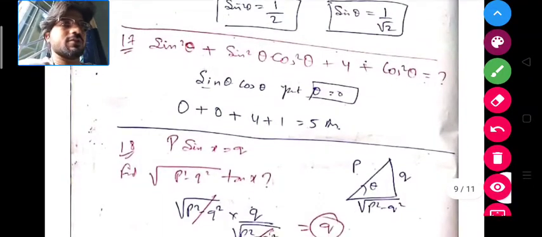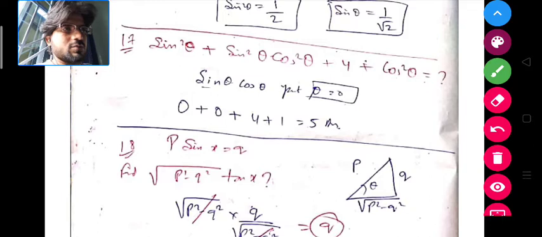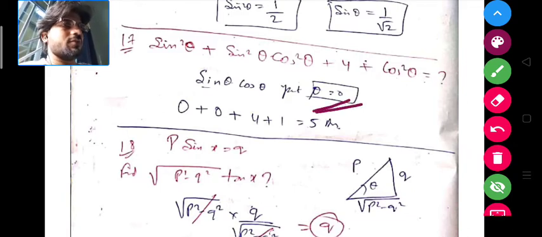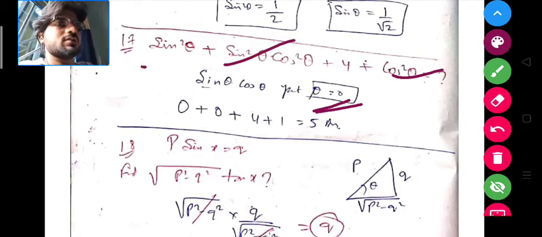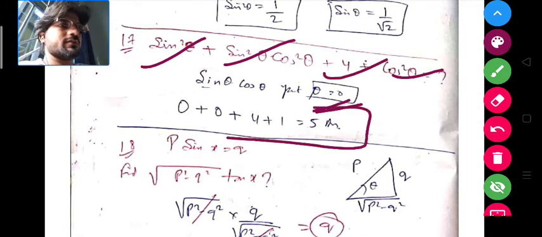Okay, next question. Sin square theta plus sin square theta plus cos square theta plus 4 plus cos square theta. Okay, you can put theta is equal to 0. Similarly, in the case of sin and cos, you can put theta is equal to 0. I have told you. So cos 0 is equal to 1, sin 0 is equal to 0. Sin 0 is equal to 0, and this is 4. 4 plus 1, the answer is 5.